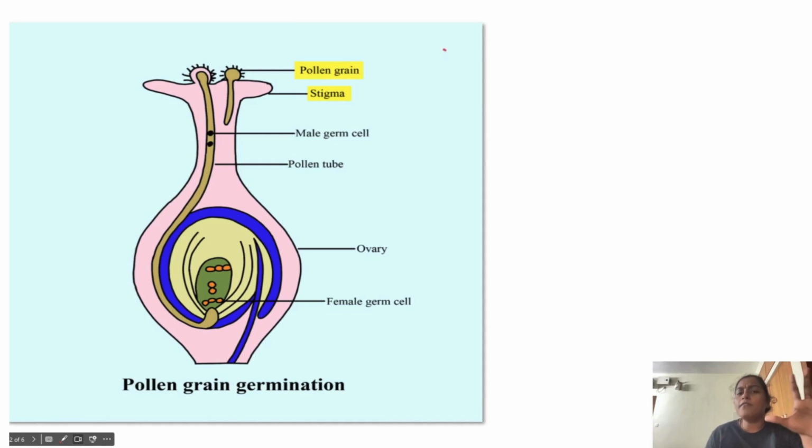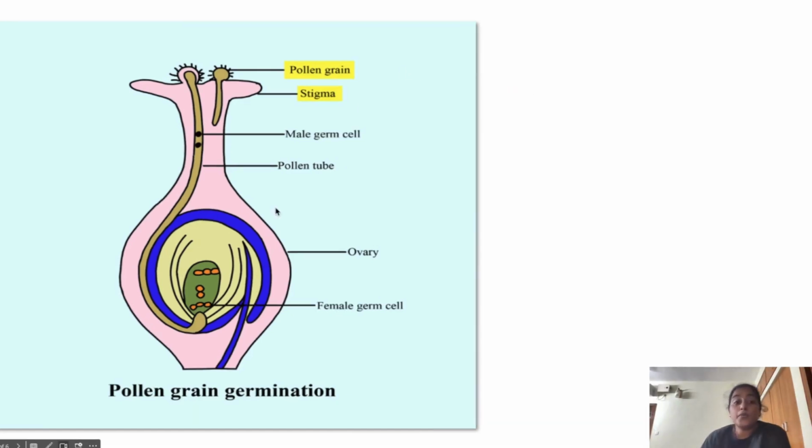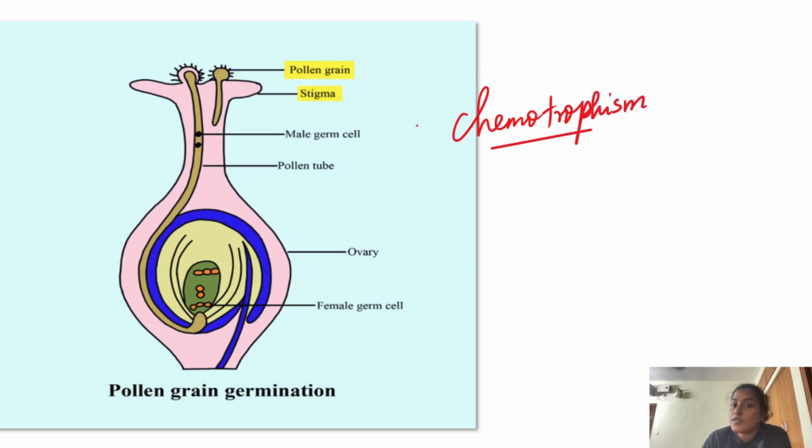And I'll tell you one very important board examination question here. Very, very important. I want everybody to remember this. So the important board question is: what kind of trophism is this going to exhibit? Chemotropism. That too, positive or negative? Positive chemotropism. Very, very important.